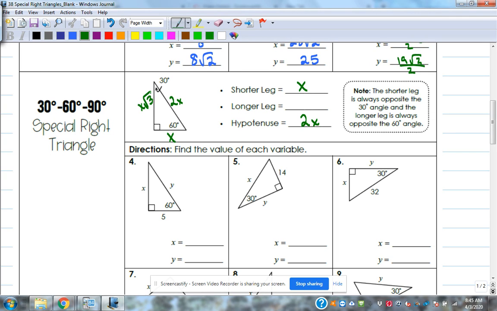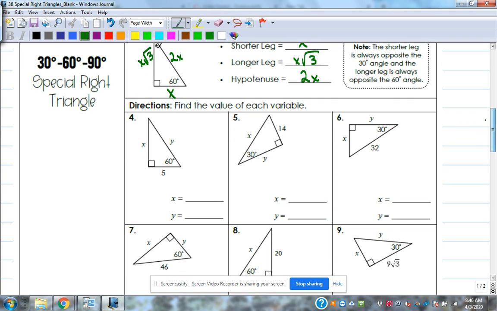Okay, so the shorter leg is always x. The hypotenuse is 2 times that. The longer leg is x radical 3. So the shorter leg kind of decides everything there. So if we can find x, or find the shorter leg, we can get the rest of it.